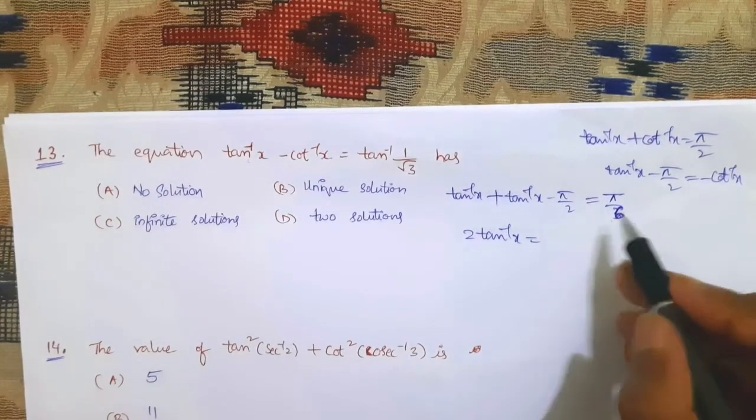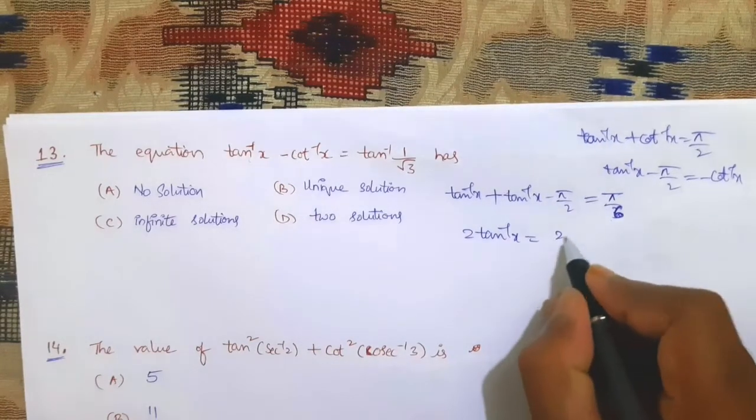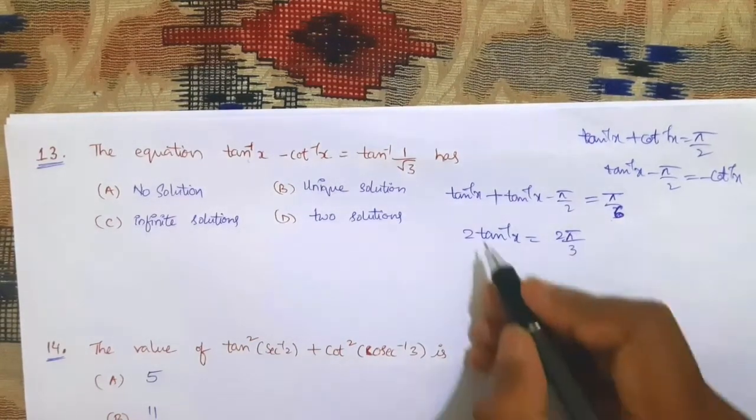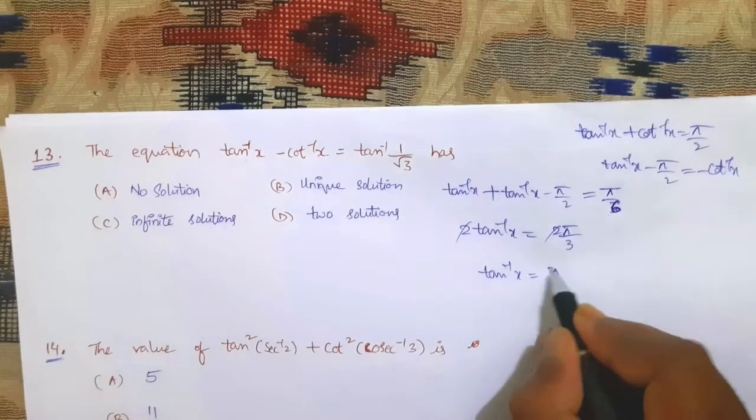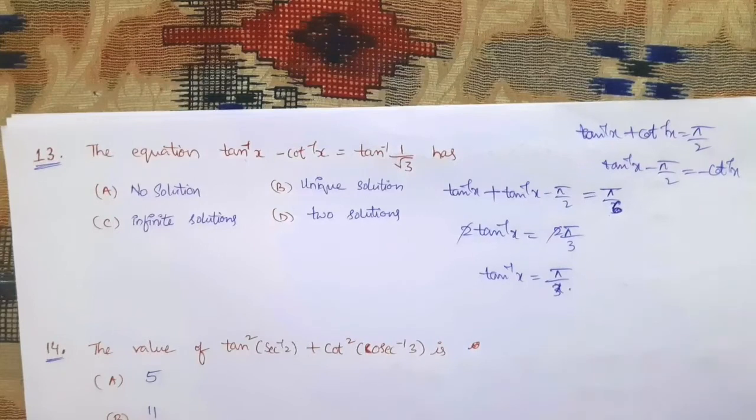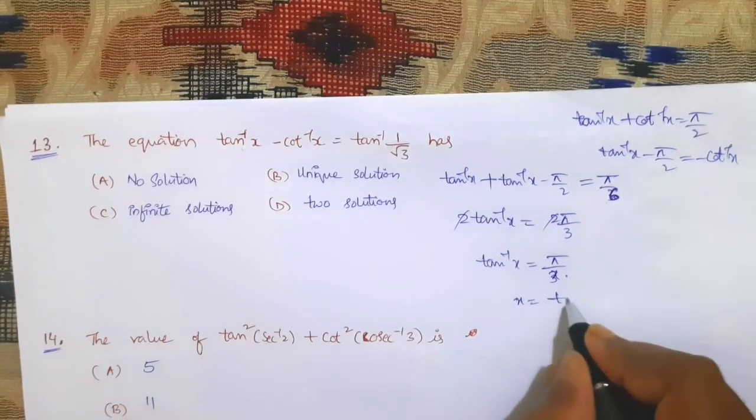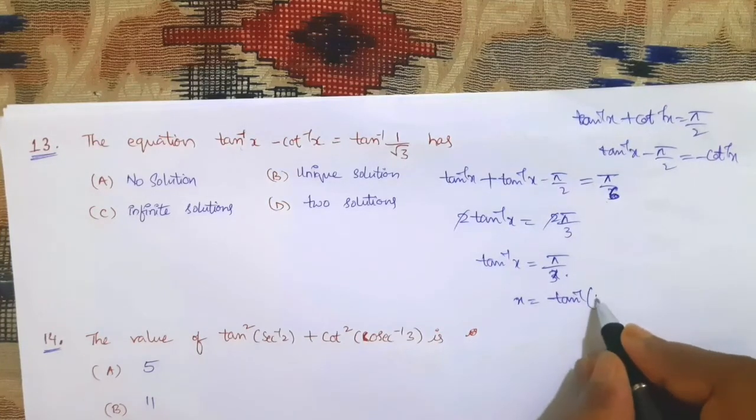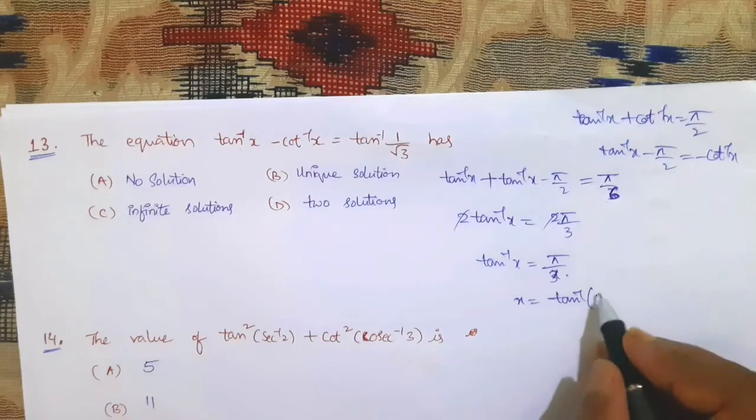Pi by 6 means 30. 30 plus 90 will be 120. 120 degrees we can write as 2 pi by 3. As 2 and 2 cancel, tan inverse x is equal to pi by 3.